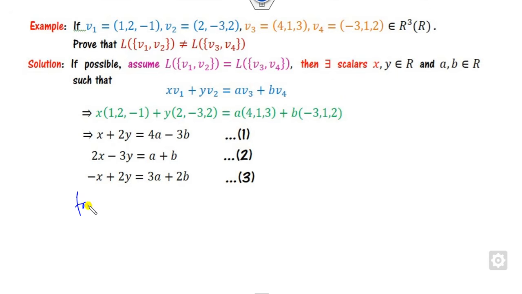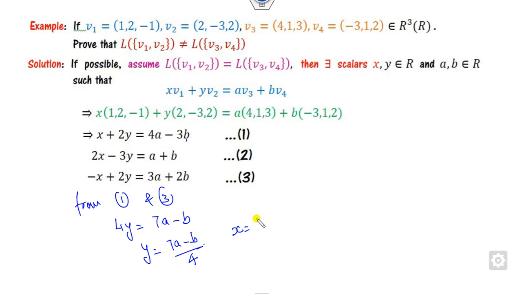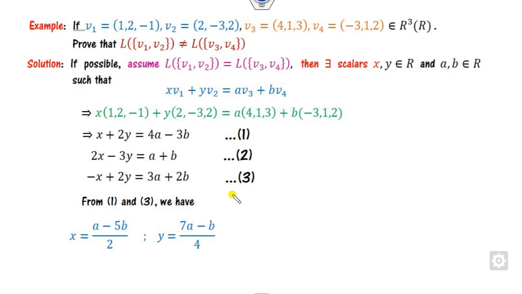You can easily solve from the first and third by adding them. You will get 4y equals 7a minus b. So y is (7a minus b) upon 4. If you substitute this value in equation number 1, you will get the values of x and y here. Now since I solved equations number 1 and 3, check whether this satisfies equation number 2 or not.